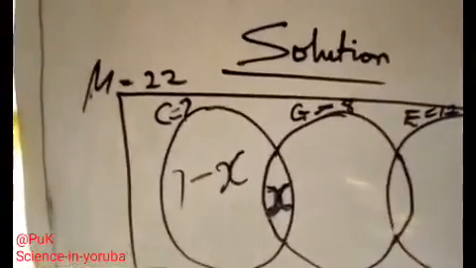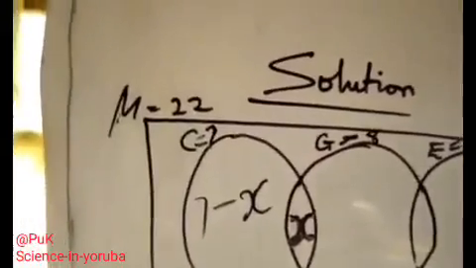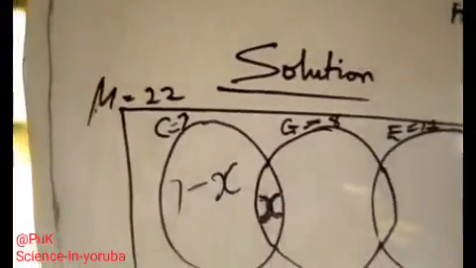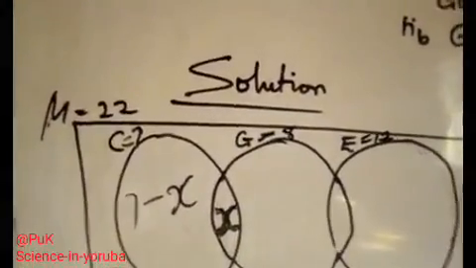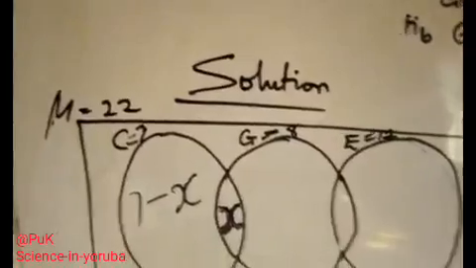That's why we have 7 minus X. To get the number of students that are doing chemistry only, it will be all students taking chemistry minus students taking chemistry and government.